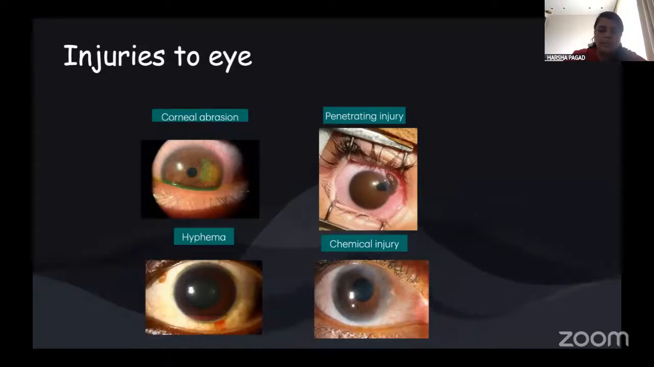It can be just a minor epithelial defect, or there could be blood in the anterior chamber, or it could be as ghastly as a penetrating injury with iris prolapse, which needs surgery, and the other commonest one is a chemical injury.